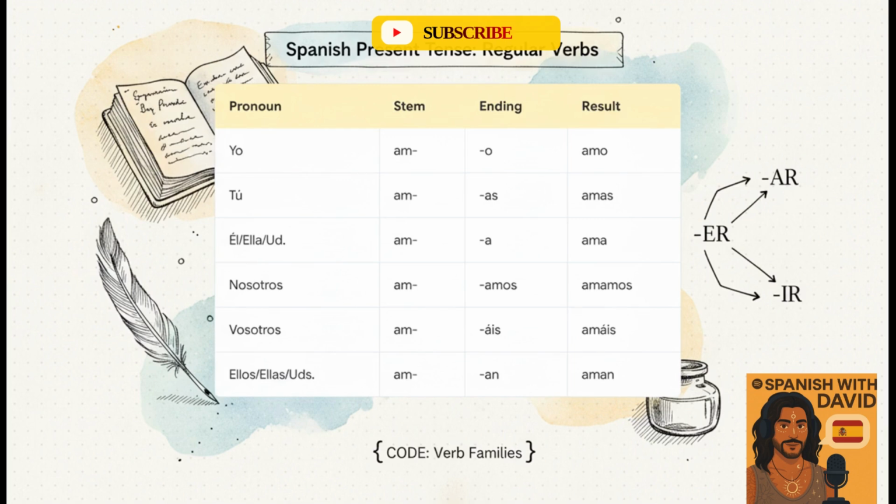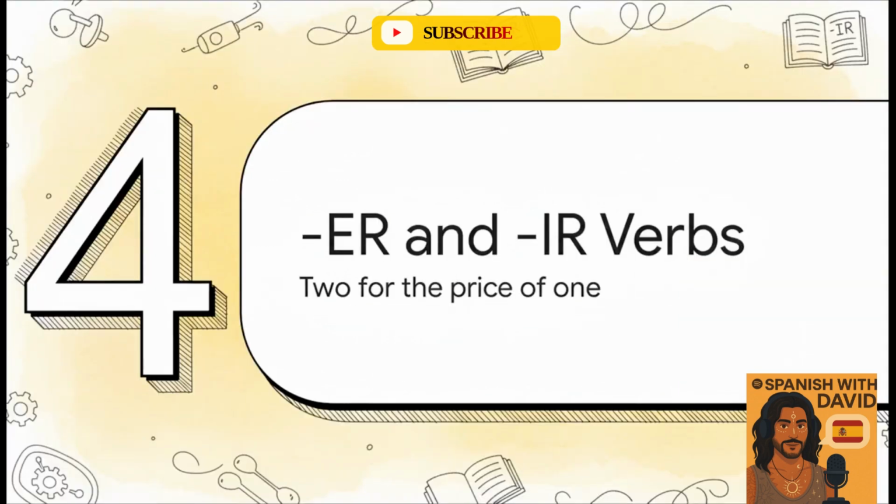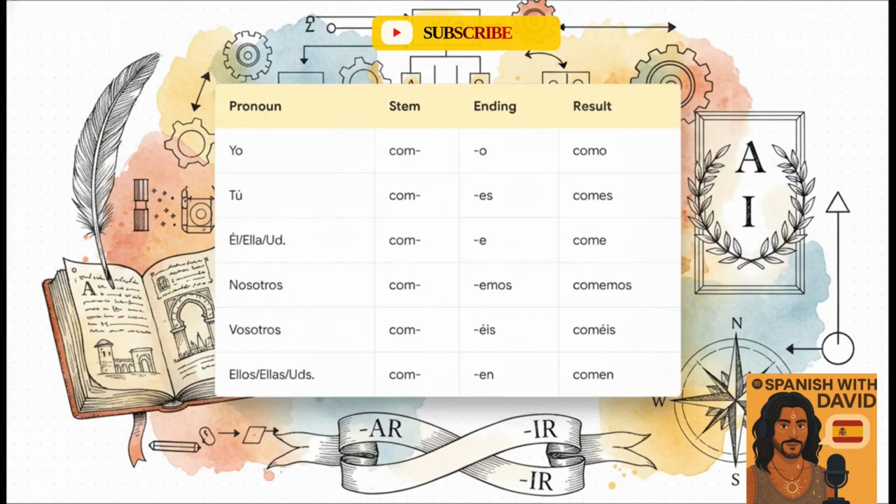It's powerful. You ready for a fantastic shortcut? Seriously, this is a good one. When we look at our next 2 families, the ER and the IR verbs, you basically get 2 for the price of 1. Their patterns are so incredibly similar, it makes learning them together an absolute breeze. Let's take a peek at an ER verb, comer, to eat. We're going to use the exact same formula. We remove that ER ending to get our stem, com, and now we just add our new endings.